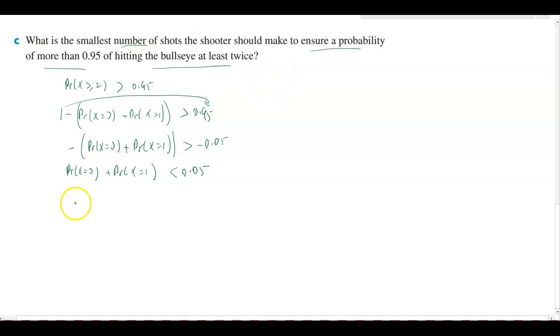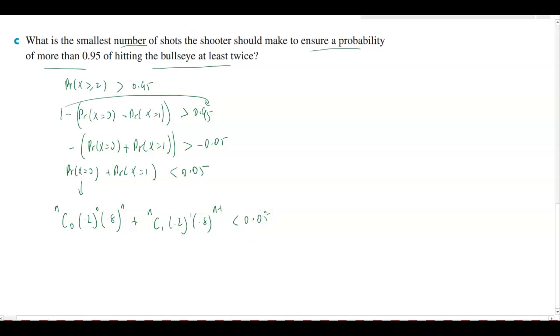Remember, n was unknown. So if we're writing this out by hand, we're going to write this as nC0 like we did before. Our probability of success was 0.2, so it was 0.2 raised to the 0. Probability of failure was 0.8 raised to the n. Remember, we don't know what that's equal to. Plus nC1 times 0.2 to the 1 times 0.8 to the, now what's that going to be? n minus 1, isn't it? And that has to be less than 0.05.